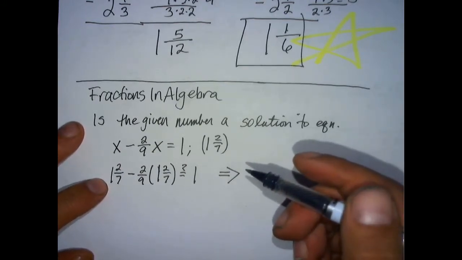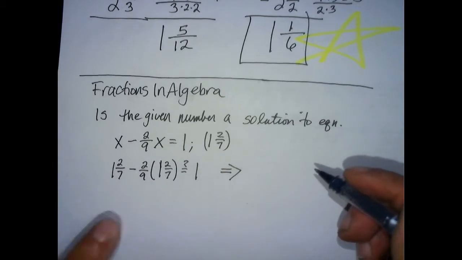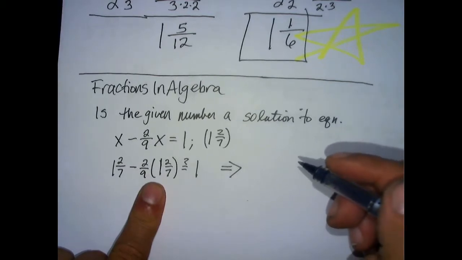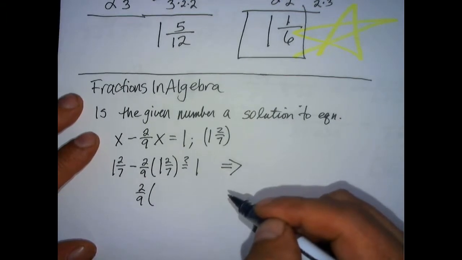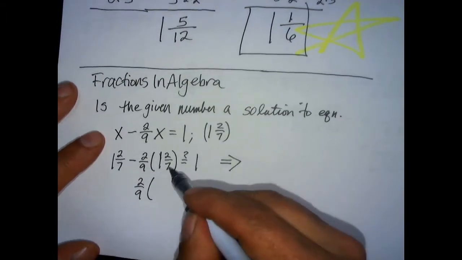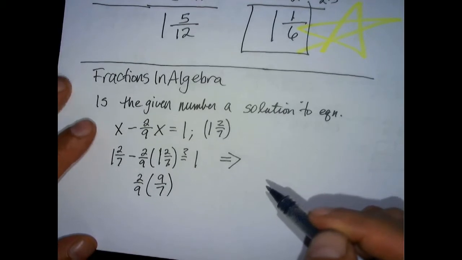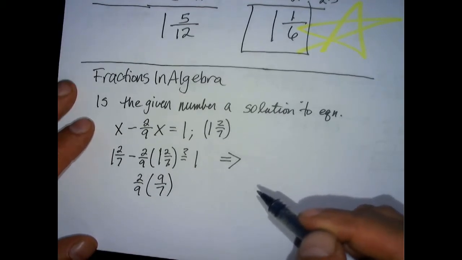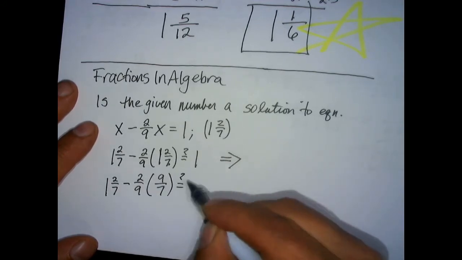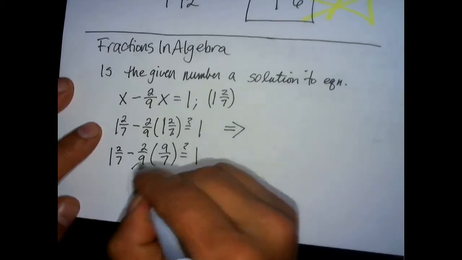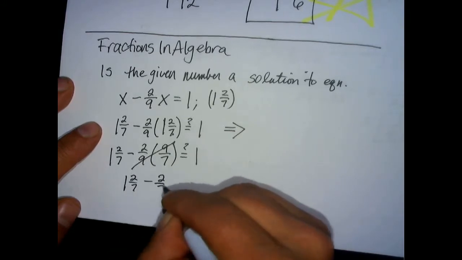1 2/7. We have to use the order of operations, so we have to multiply first, right? So this is going to be 2/9 times. We have to do the parentheses first. Don't we want to simplify that? Yeah, that's 9/7. We want to simplify that first. And we multiply the two numbers. I'm going to put 1 2/7 out here. Is that equal to 1? The 9's cancel. Right. And now you can probably see that that's 1 2/7 minus 2/7 is equal to 1.